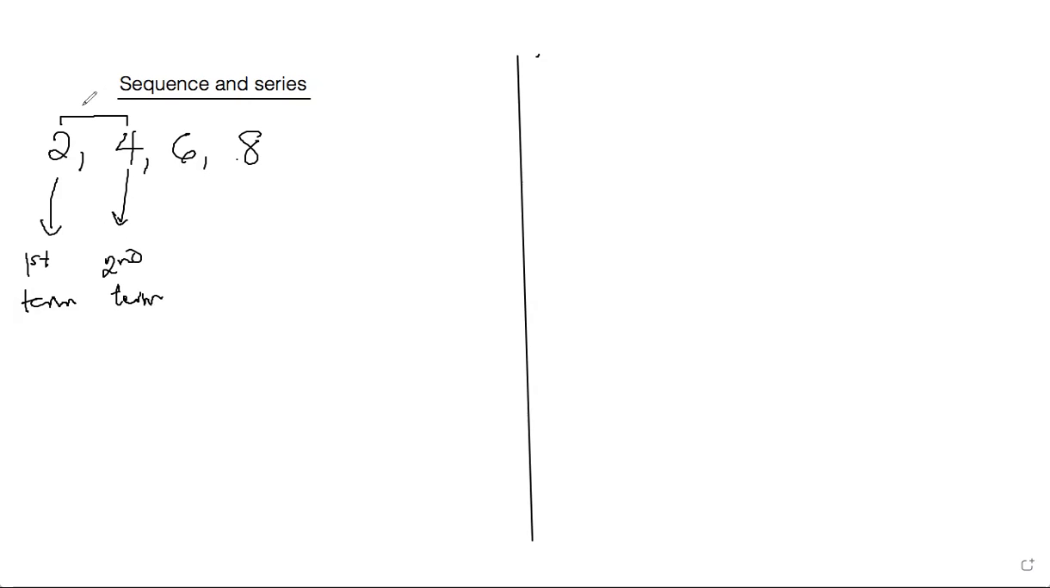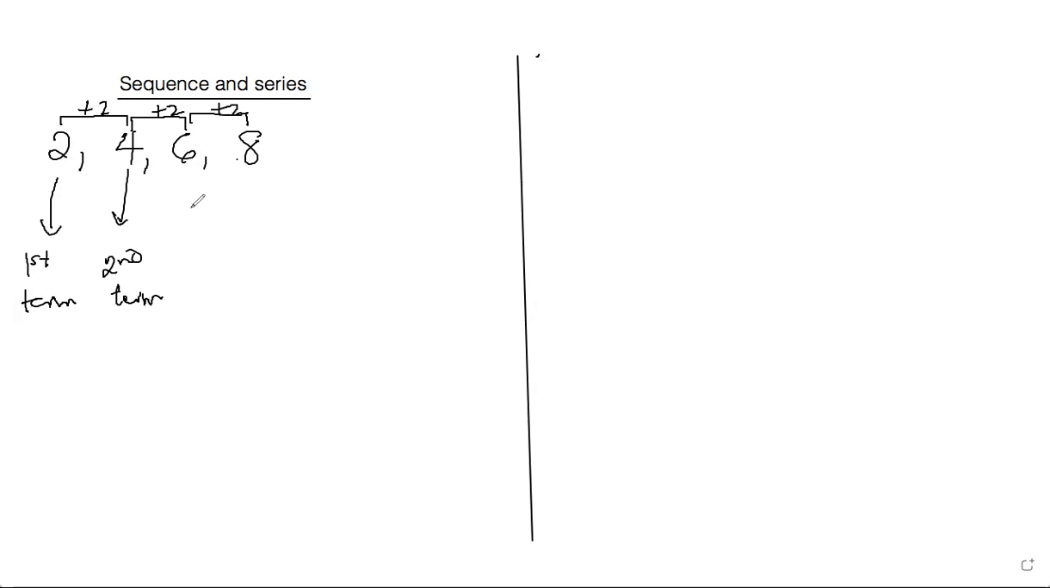So for you to get the second term, you add 2 to the first term, that gives you the second term. For you to get the next term, which is the third term, you add 2 again to the second term. So this is a sequence because you can see a pattern there. When you keep adding 2, you get the next.